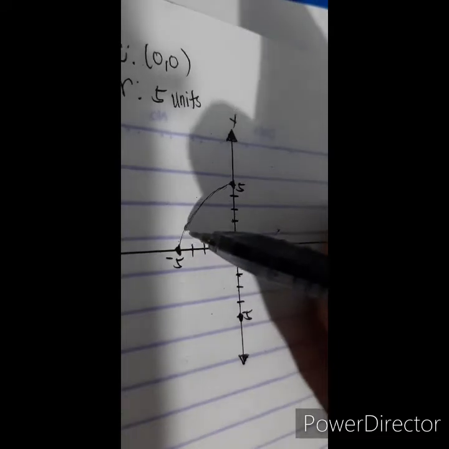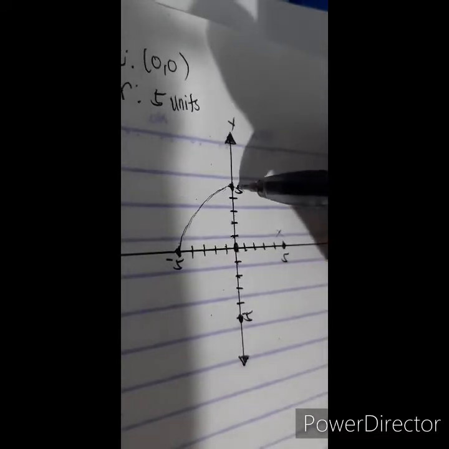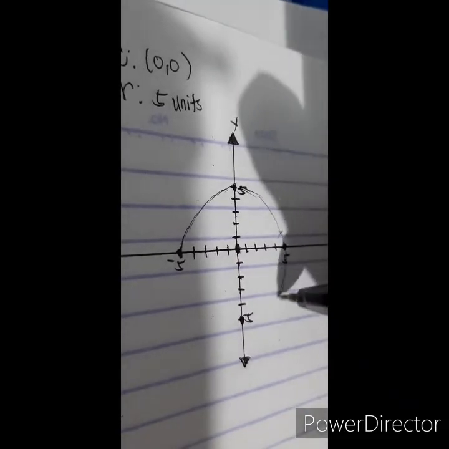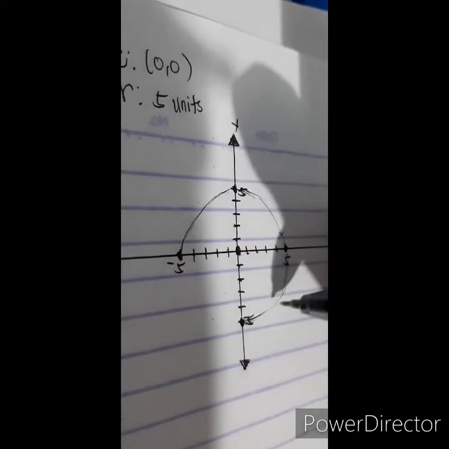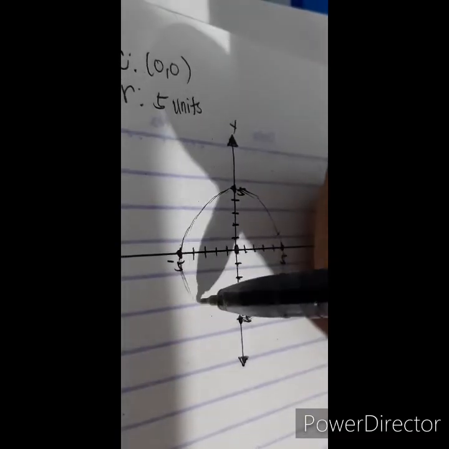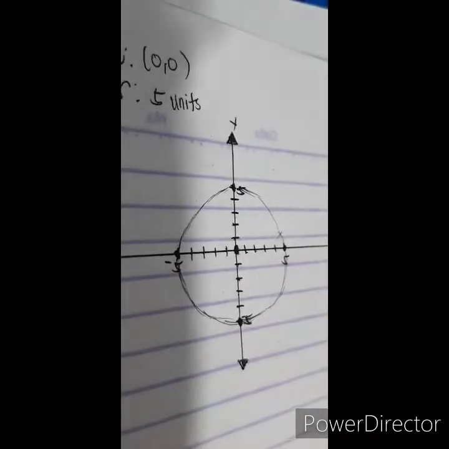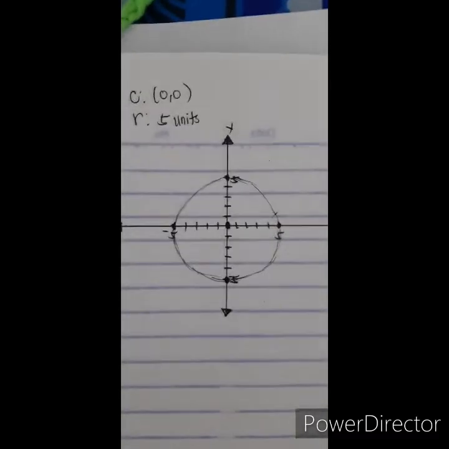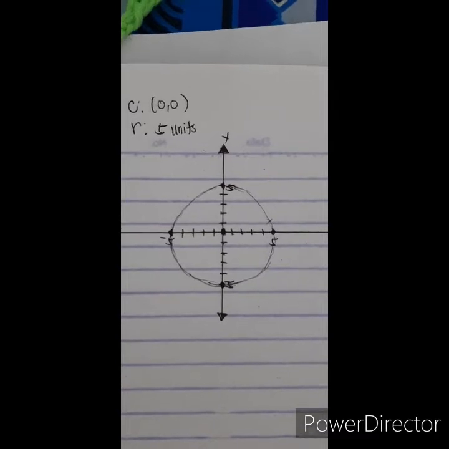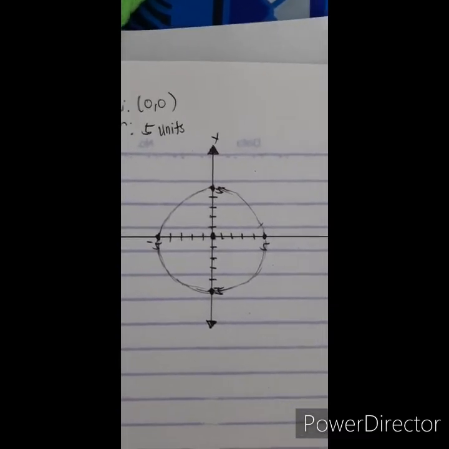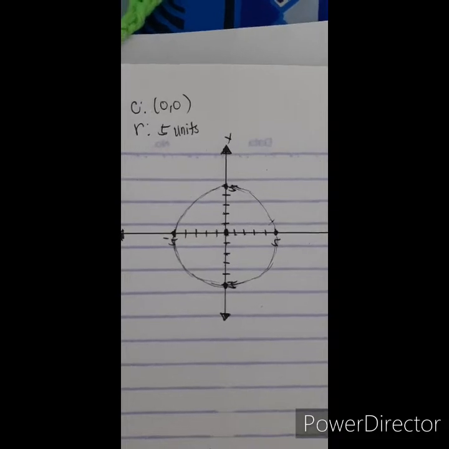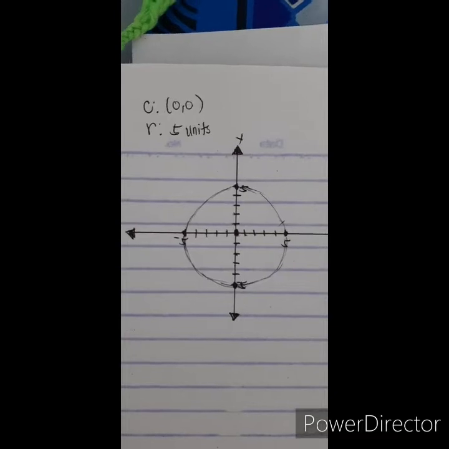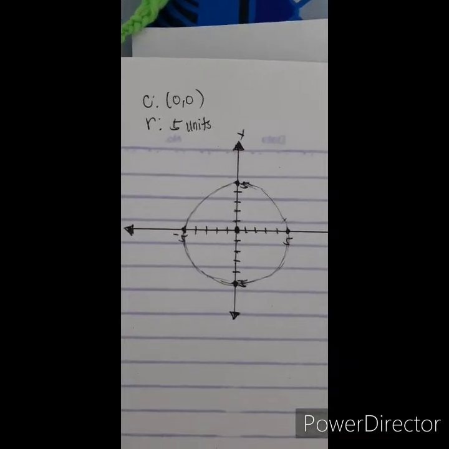So we have to connect the dots. I'm going to trace this and make this circle later. So we have now the circle, the graph for example number 1. It may not look like a perfect circle, but it's the graph of example number 1 with the center located at the origin, and the radius that is equal to 5 units.